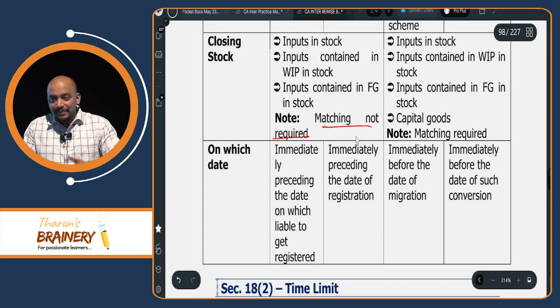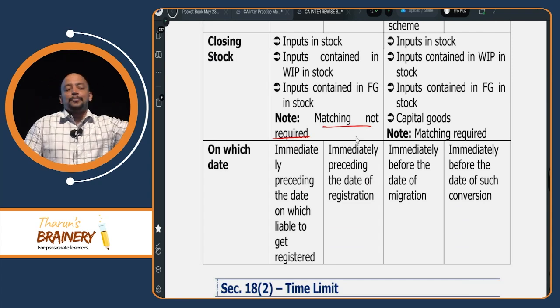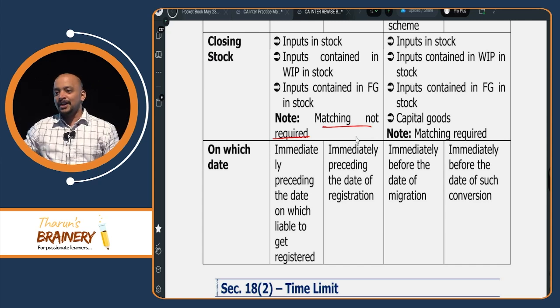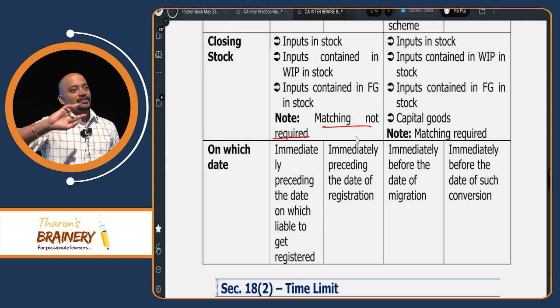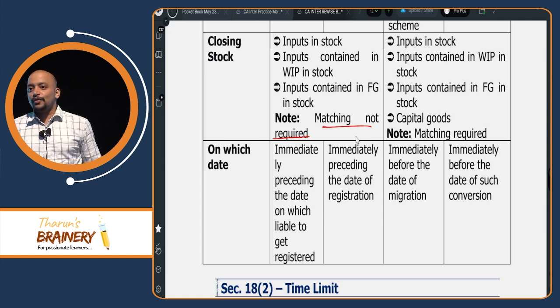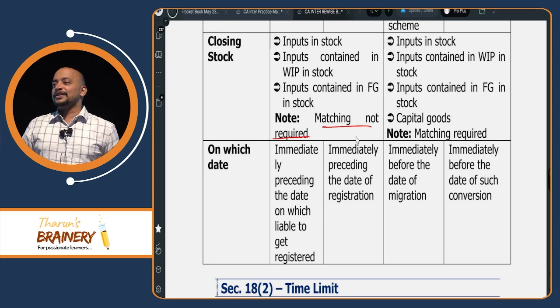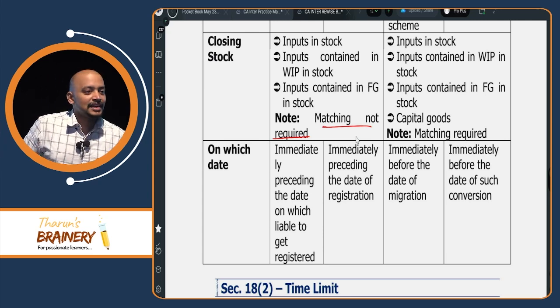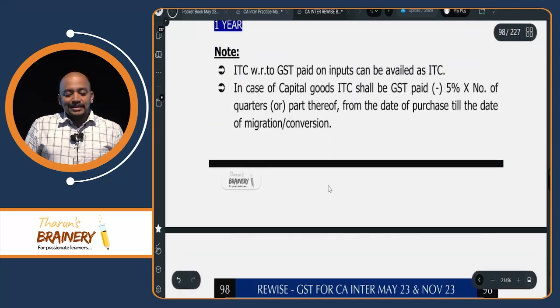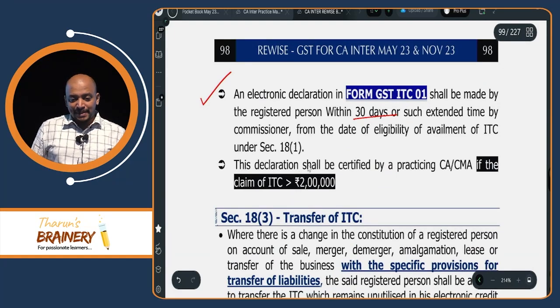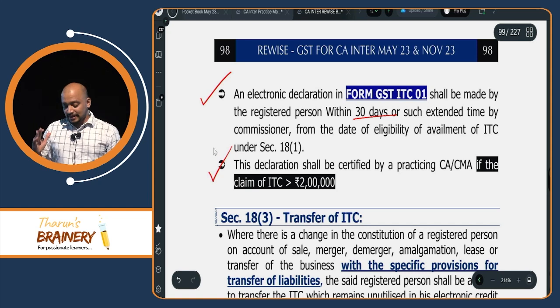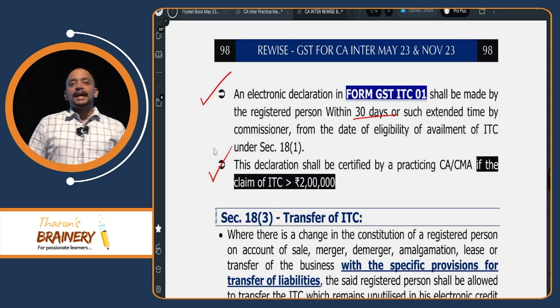So now only I am getting registered. So I will say that I have purchased some inputs on which GST was paid. So somewhere 1,90,000 or 1,95,000, I will get that money through ITC 1. What can I do with that money? I can set off with my liability. Are you understanding this here? And this form should be certified by a CA or CMA only if the claim of ITC exceeds 2 lakhs. Then this is the first situation.